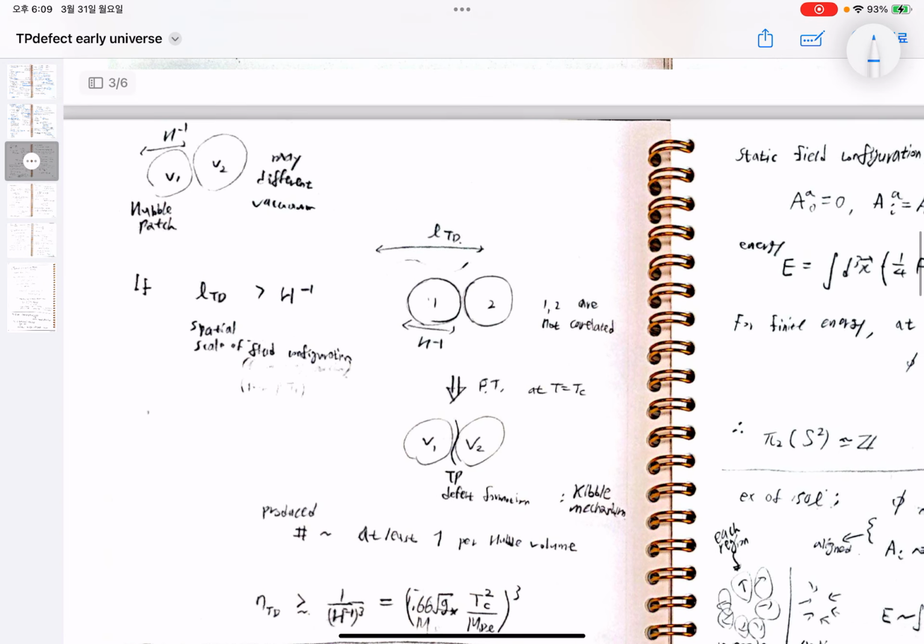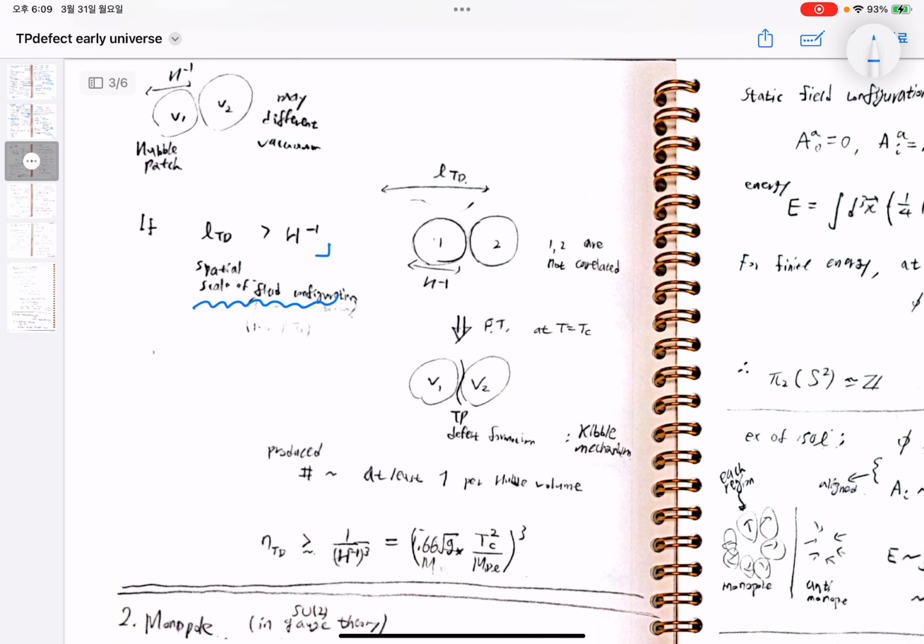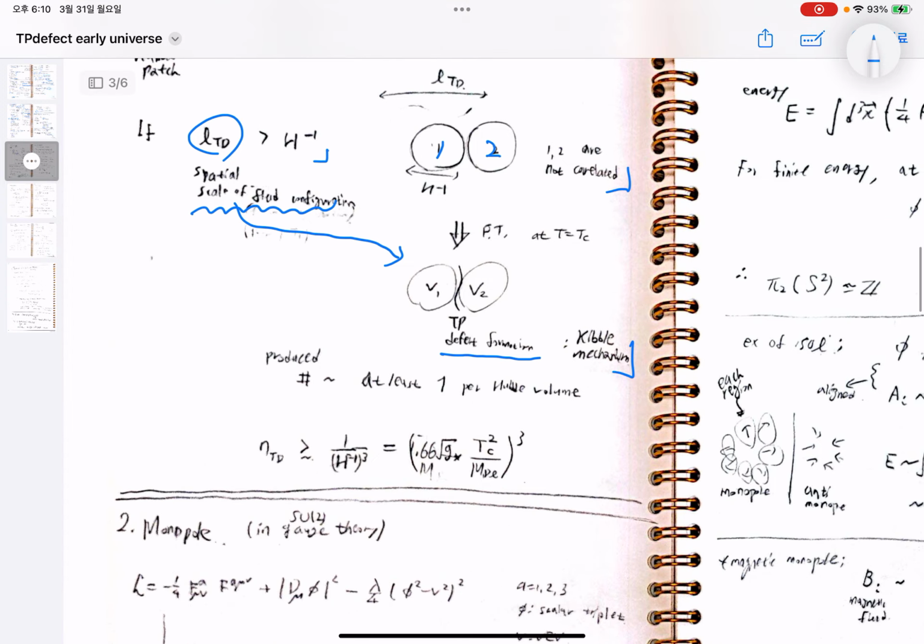So let's consider two Hubble patches, V1 and V2. If the spatial scale of the field configuration is larger than the Hubble patch size, then Hubble region 1 and Hubble region 2 are not correlated with each other, but the spatial scale of the field configuration, L_TD, is larger than the Hubble patch, so the topological defect can form. So this is called the Kibble mechanism. And at least in the Hubble volume, there is one topological defect that is produced.